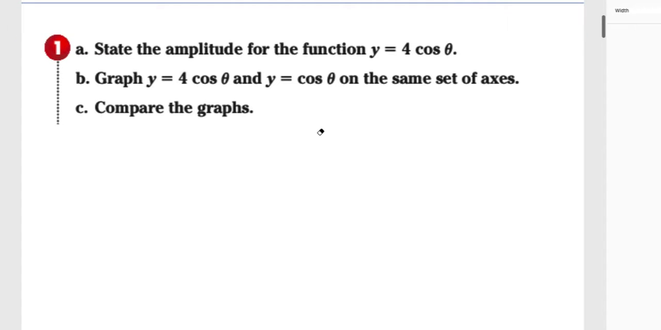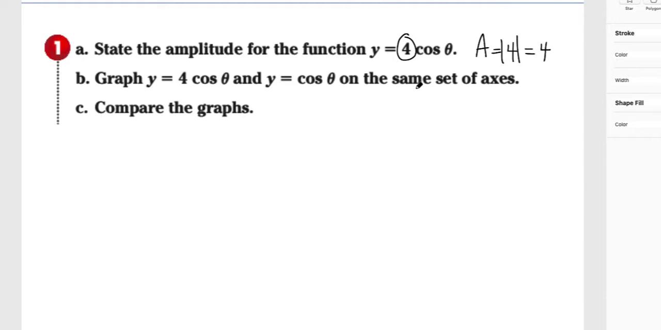Looking at example 1, we're going to state the amplitude for the function y equals 4 times the cosine of theta. Clearly, we can see that that 4 is going to tip us off. The amplitude is equal to the absolute value of 4, which is 4. So if this were -4, the amplitude is still +4. Again, it's giving us the maximum height from the middle line of that periodic function.